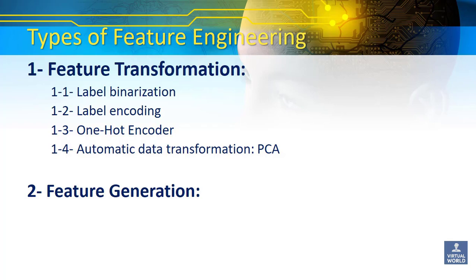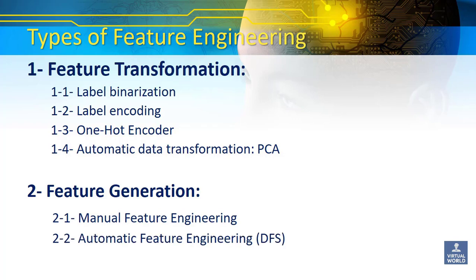Feature generation is about generating new features that are often not the result of feature transformation. For example, we can generate new usable features for images from the pixels of those images. In this course, we are going to learn 2 types of feature generation. The first one is manual feature engineering, and the second is automatic feature engineering.